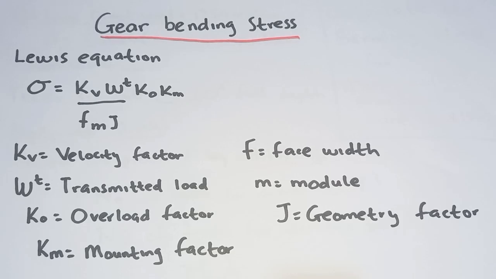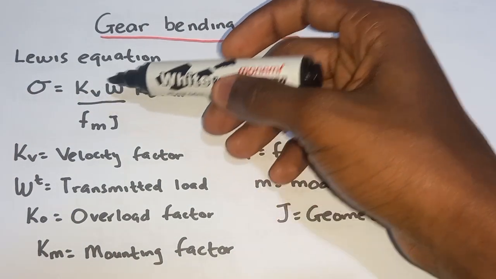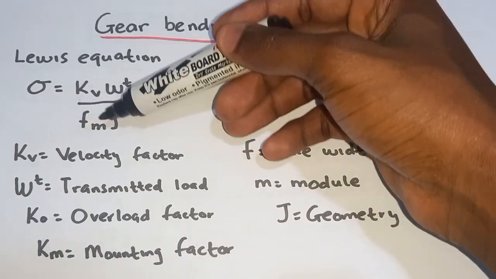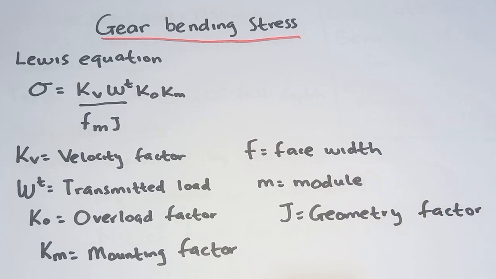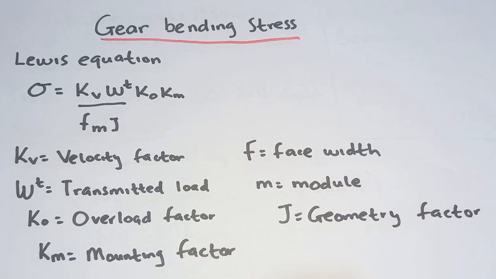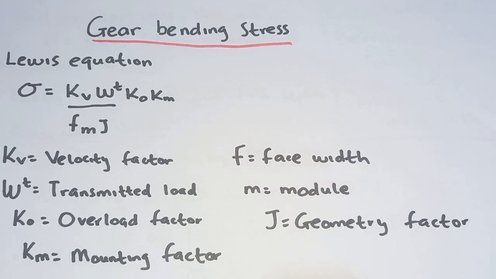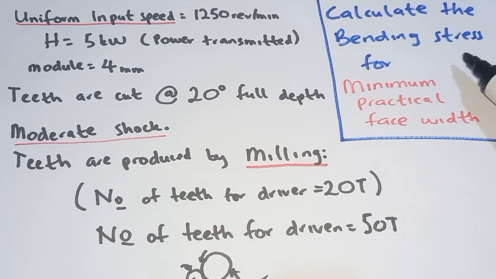Today's lesson we're dealing with how to design a gear. And with the gear bending stress, we're tackling the Lewis equation. So we have the bending stress, the velocity factor, the power transmitted, the KO, the KM, the F, the M, the J, which all these parameters are listed over here. So we'll be given a question to solve, and we appreciate how to solve this given equation using the given parameters. We have to calculate the bending stress.